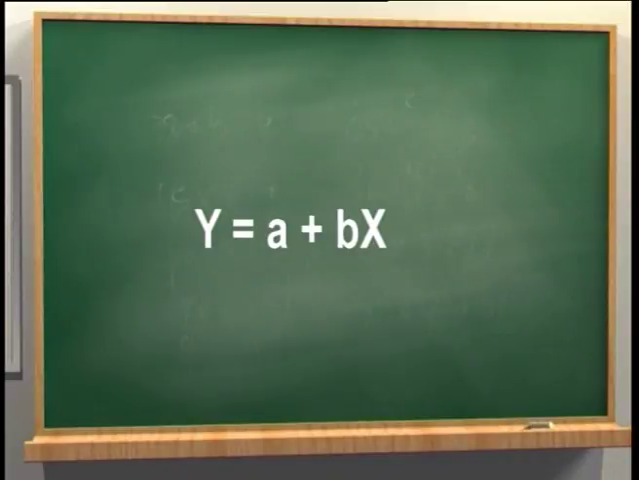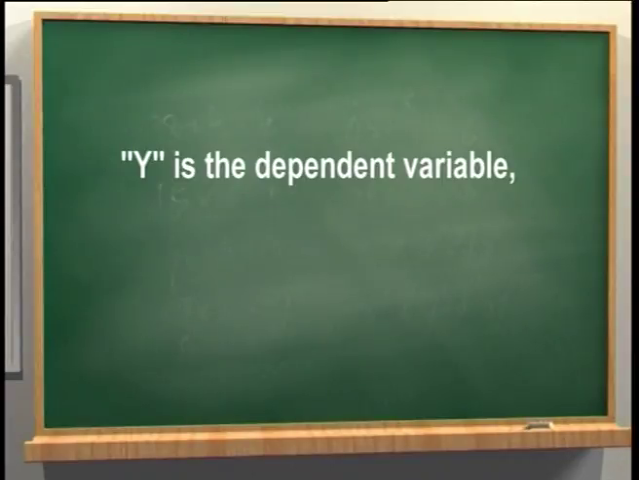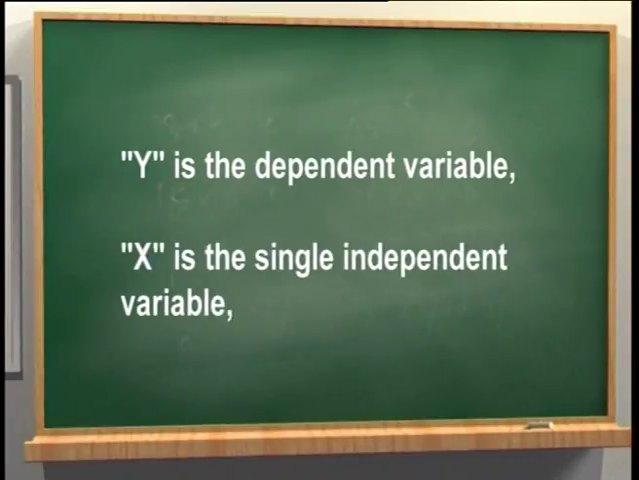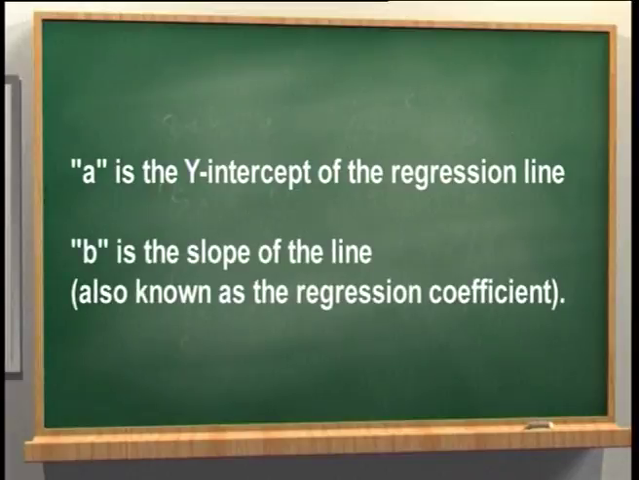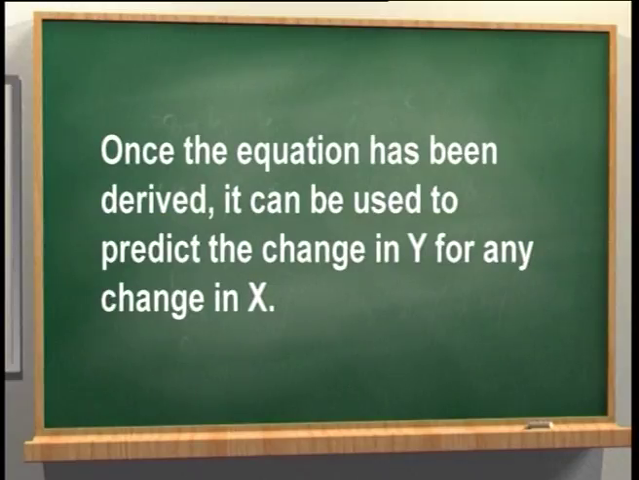Y = A + Bx, where y is the dependent variable, x is the single independent variable, A is the y-intercept of the regression line, and B is the slope of the line, also known as the regression coefficient. Once the equation has been derived, it can be used to predict the change in y for any change in x. It can therefore be used to extrapolate between the existing data points as well as predict results which have not been previously observed or tested.